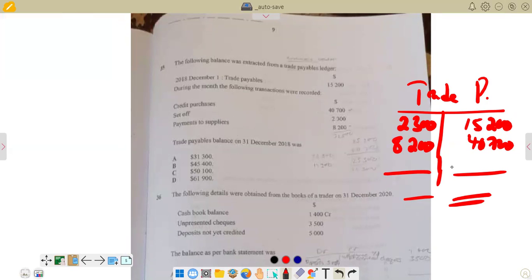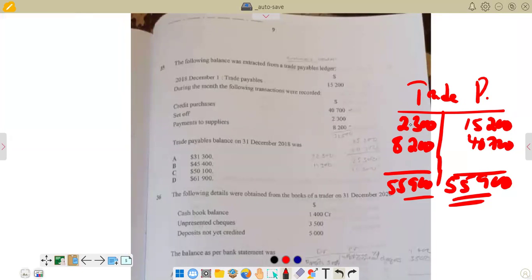Yes, the credit side is going to be the bigger side. Let's add there, whereby we are saying 15,200, and then we add 40,700. You are going to get your total of 55,900. So we are saying here 55,900, and this one will go on both sides between the double lines.